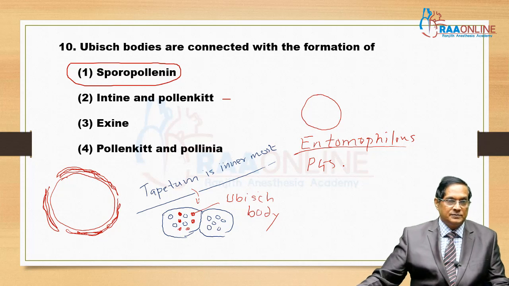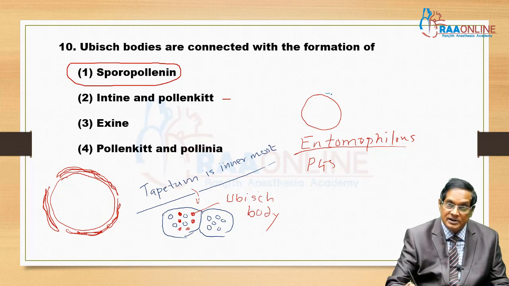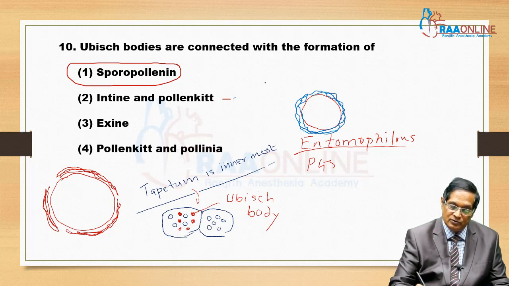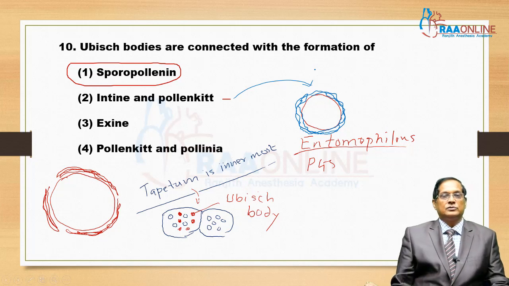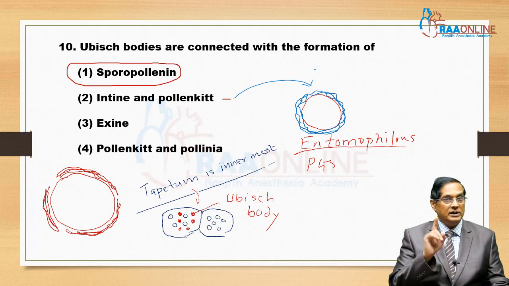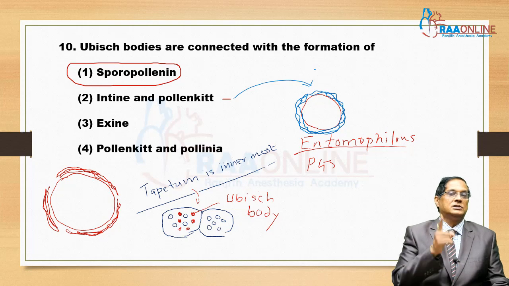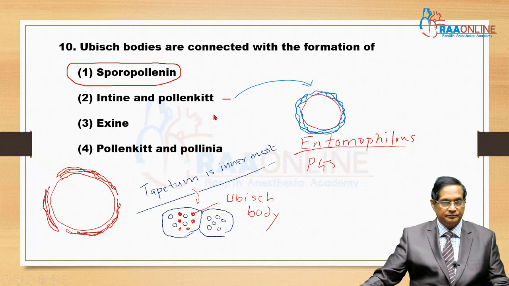On entomophilous pollen grains, oily sticky material is present, and that is known as pollen kit. Pollen kit material is also contributed by the tapetal cell, but not by the Ubisch bodies. Ubisch bodies only contribute sporopollenin.